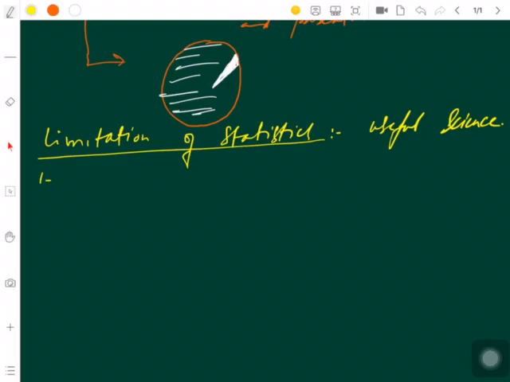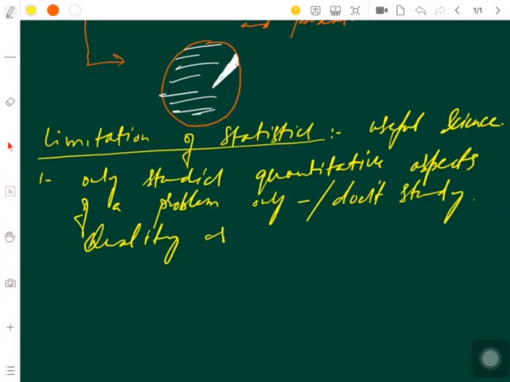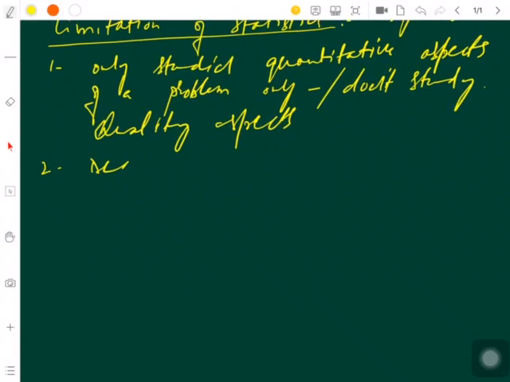It only studies quantitative aspects. Now you know what is quantitative. When we talk of numbers, anything in numbers is quantitative. Quantitative aspects of a problem only. So it does not study, what is the opposite of quantitative? Qualitative aspects. This is the first limitation. I don't have to explain it much. The second limitation we can talk about is that it deals with averages, and averages are not always accurate.